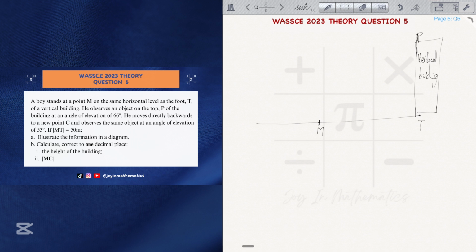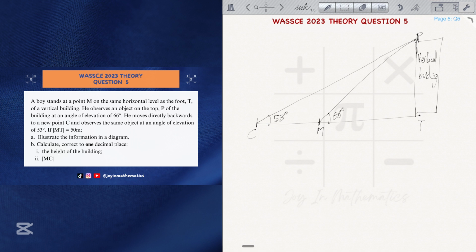So he observes the object at the top of the building P at an angle of elevation of 66 degrees. So the boy is initially starting at point M, and when he looks at point P, he looks at it at an angle of 66 degrees. Now he moves directly backwards. That means he moves to a new point C and observes the same object at an angle of 53 degrees. So at point C, he looks at the same object at 53 degrees.